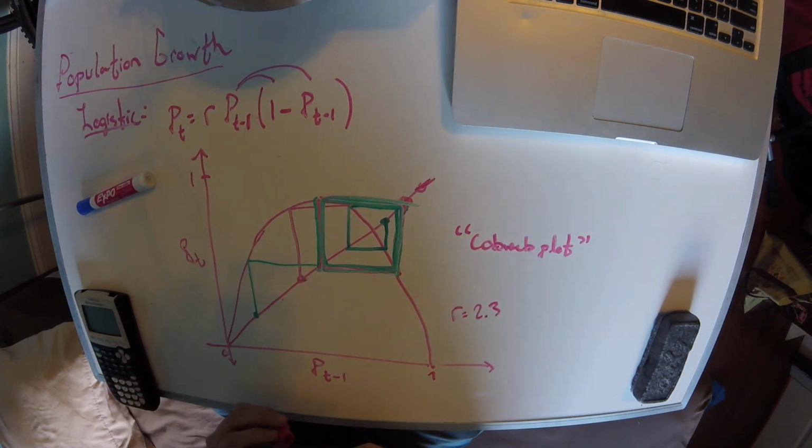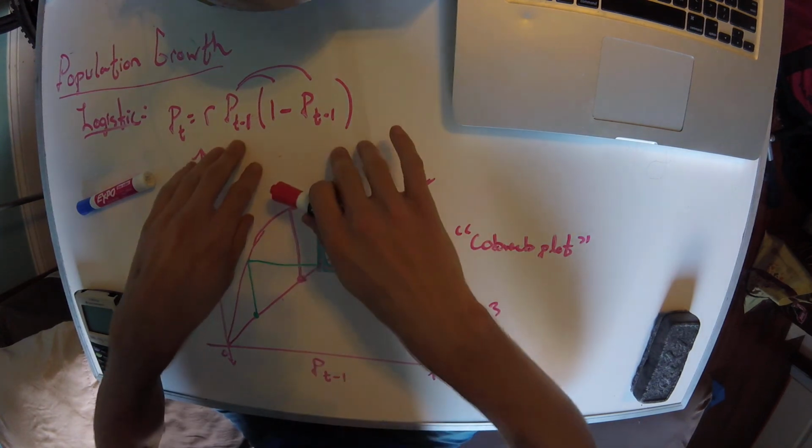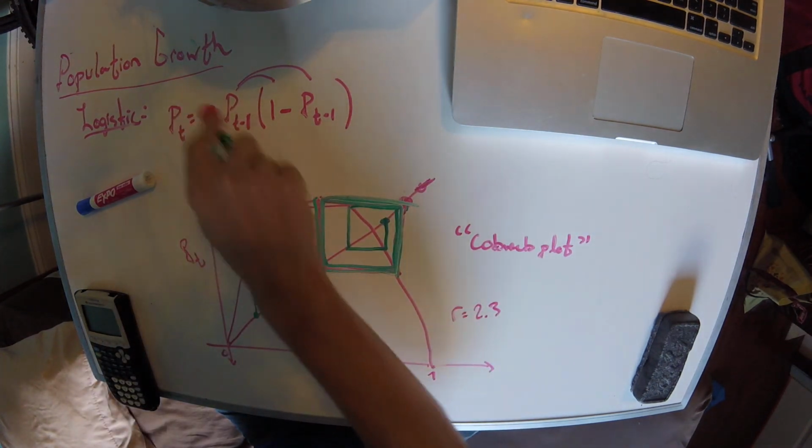So this is the type of complex behavior that we can get from a very simple equation with only one parameter.